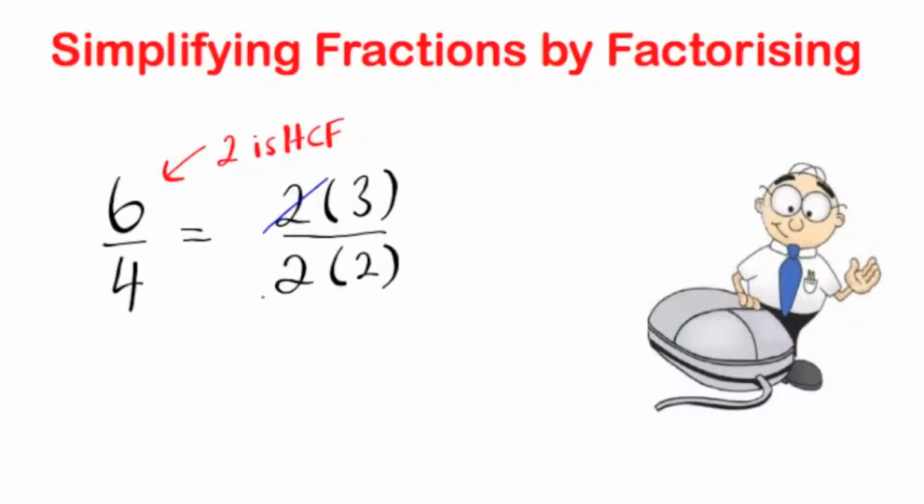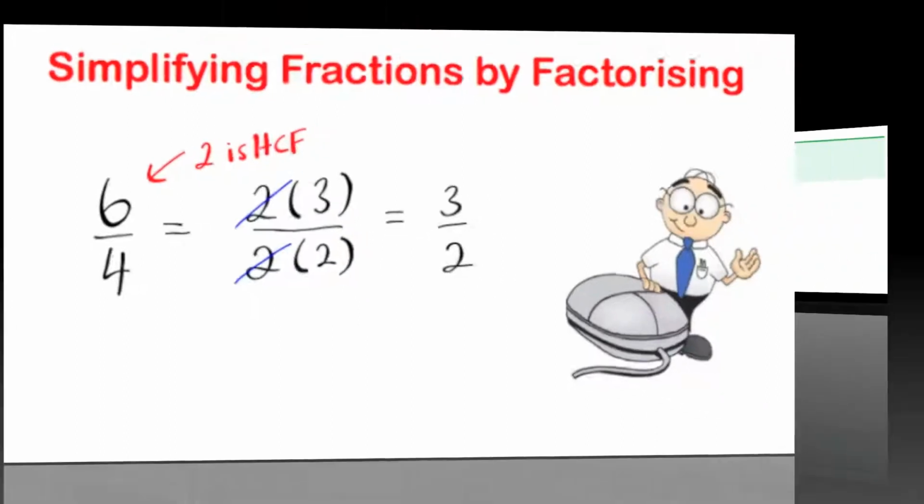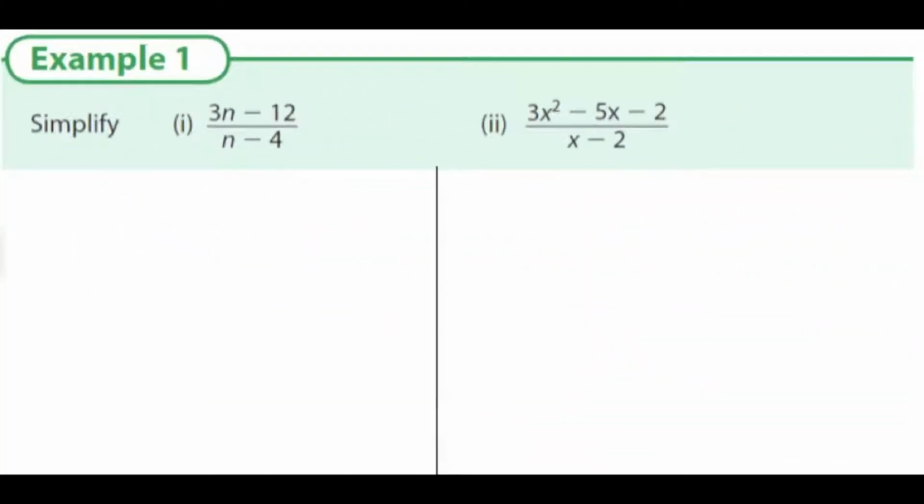Now, since 2 is a common factor, 2 divides in above and below. So we can simplify 6 quarters as is the same thing as 3 over 2. Now, we use the very same technique in algebra. We would see, is there any common factors and can we factorize?